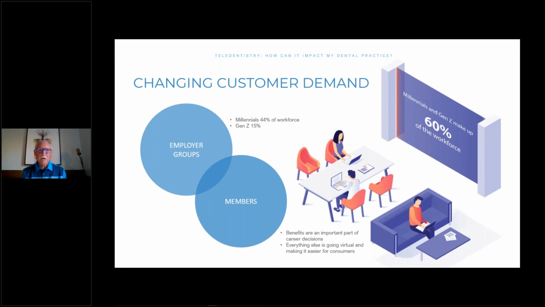So the audience and their expectations have shifted. It's more realistic than ever to expect the benefits decision maker to be in one of these three groups, or the decision maker has to satisfy this new workforce, or they'll go somewhere else.